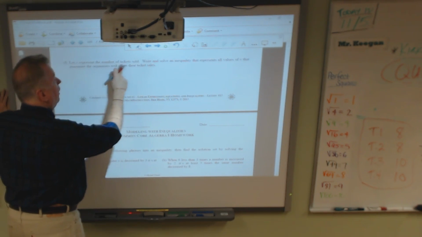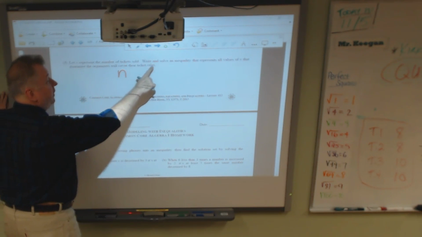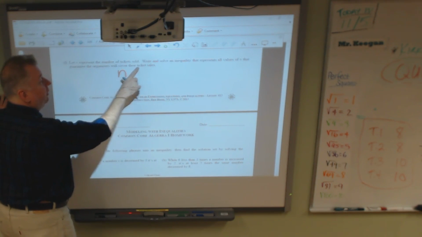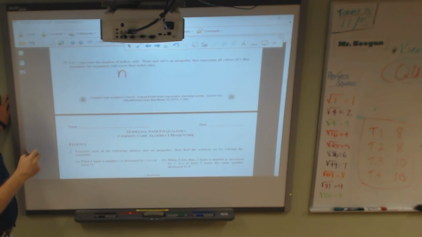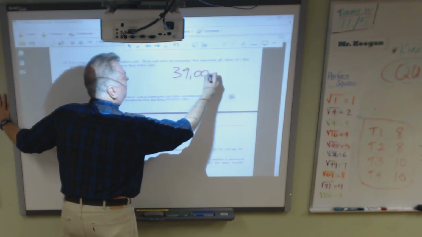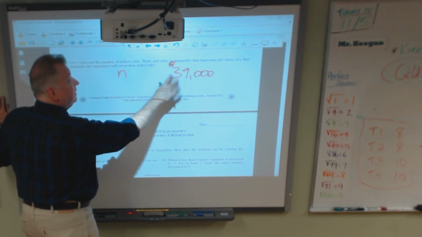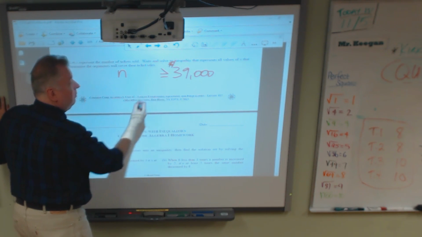Okay. Let N represent the number of tickets sold. So this is how many tickets they sold. Write and solve an inequality that represents all values of N that guarantee the organizers will cover their ticket sales. How much money did they have to make to cover their costs? 39,000. So we want them to make at least that much money, right? So it'll be greater than or equal to.